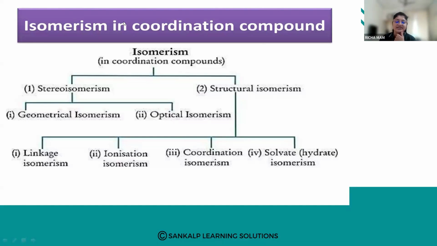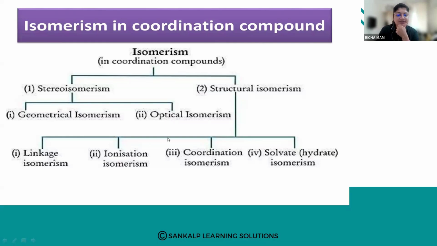atoms arrangement is different, because of which their physical and chemical properties also change, right? So they are called isomers, and the phenomenon is called isomerism. So this was about isomerism. Then we have discussed two types of isomerism. The one was structural isomerism. The second is stereoisomerism.